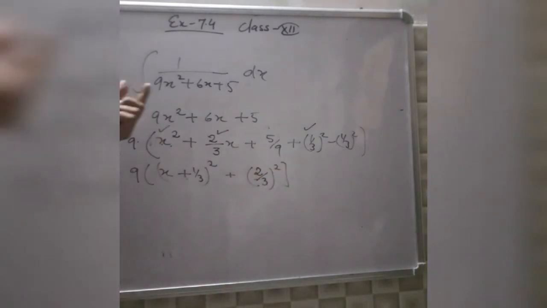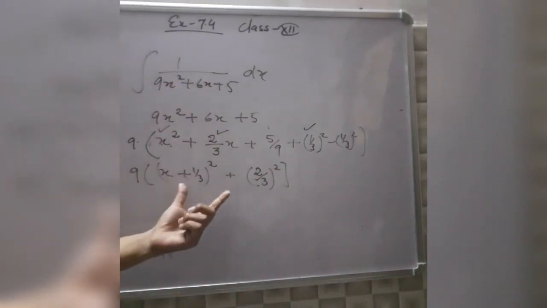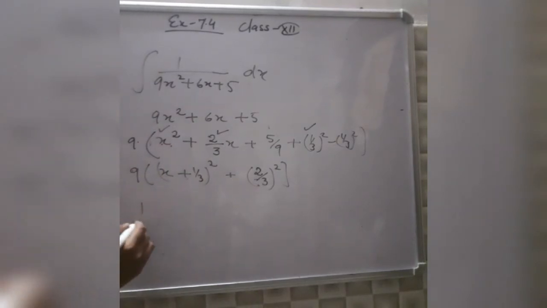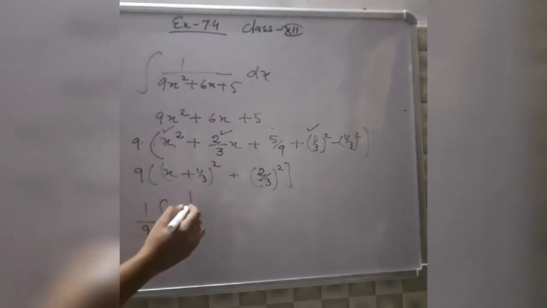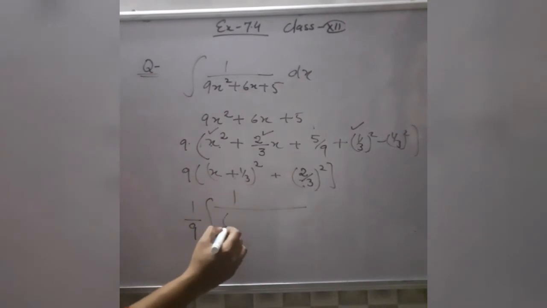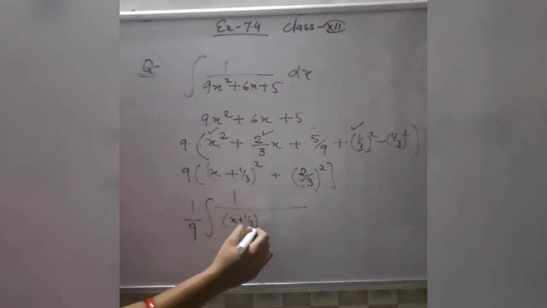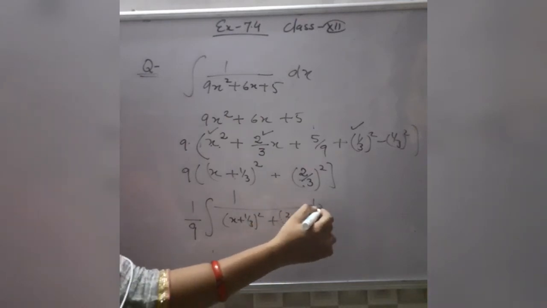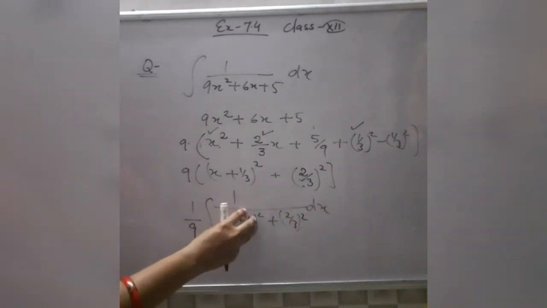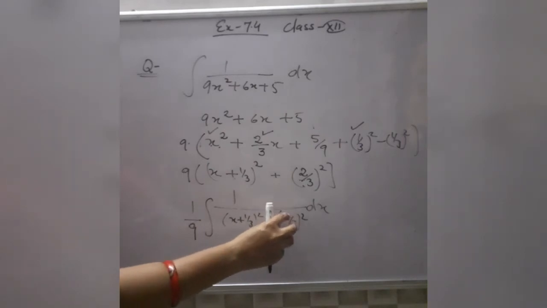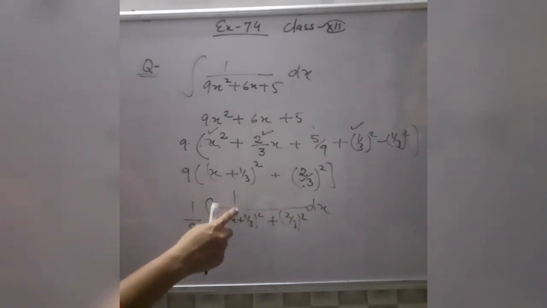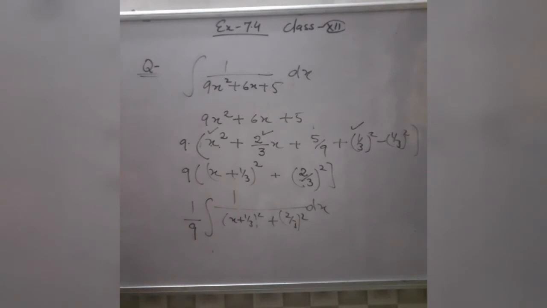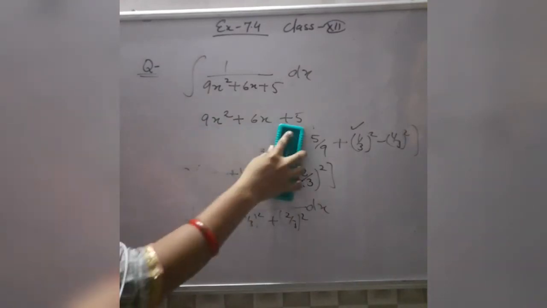So in place of this quadratic equation, you can write down this result. You can take 1 by 9 common outside the integration, and this can be written as x plus 1 by 3 whole square plus 2 by 3 whole square, integration with respect to x. This is x and this is a, meaning you will use the formula of integration of 1 by x square plus a square. Clear? So I hope you understood the completing the square method.